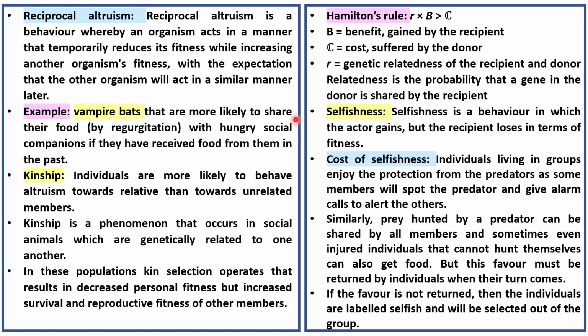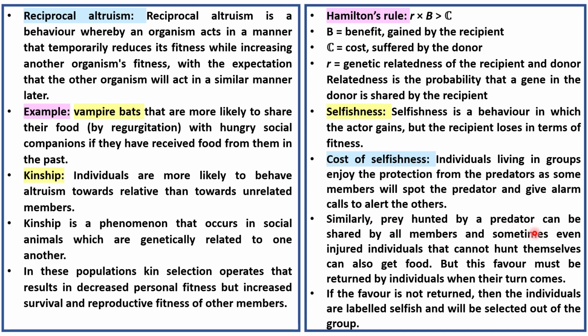Next is selfishness. Selfishness is a behavior in which the actor gains but the recipient loses in terms of fitness. Cost of selfishness. Individuals living in groups enjoy protection from the predators as some members will spot the predator and give alarm calls to alert the others.